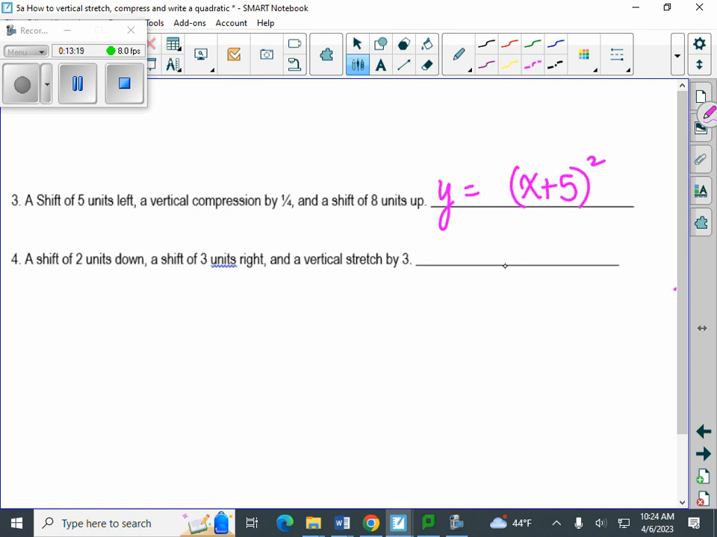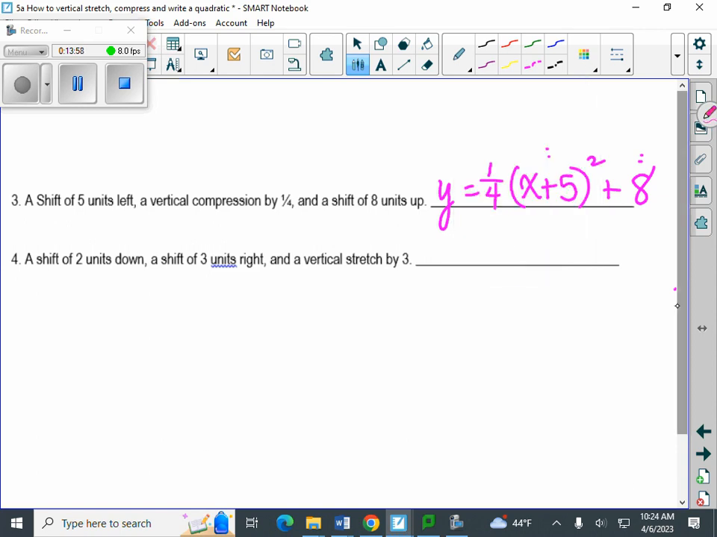Again, if you think about it, what do we always do? We change the sign, keep the sign. So we always change the sign from the parentheses. That's going to get us to move left. The 8 up would be the plus 8. So again, change the sign, keep the sign. That's going to give us our vertex. We still have a vertical compression. And a vertical compression is going to be outside of the parentheses. Here's our 1/4.